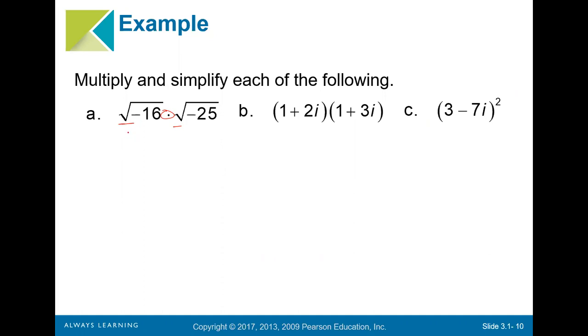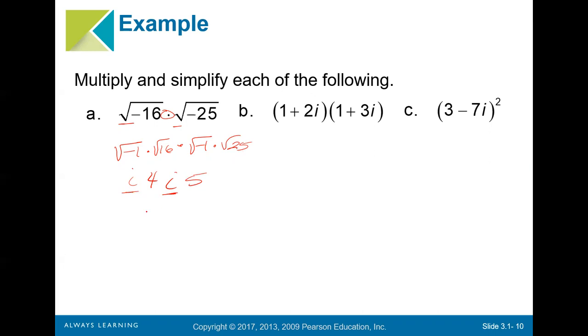So what I'm going to do is I'm going to acknowledge that I have a square root of -1 times square root of 16 times square root of -1 times square root of 25. Now, some of you already know what's the square root of 16. We know what the square root of -1 is. It's i. Square root of 16 is 4. Square root of -1 is i. Square root of 25 is 5. And if you need to factor it down, I encourage it.